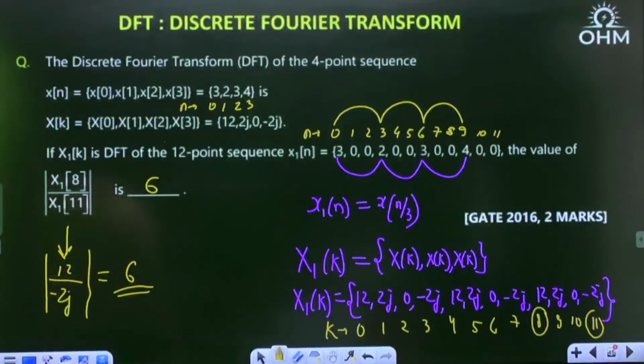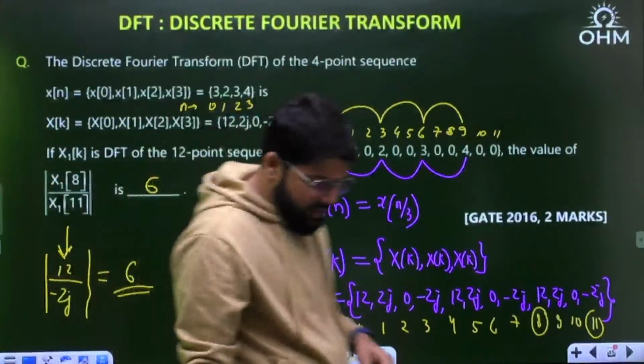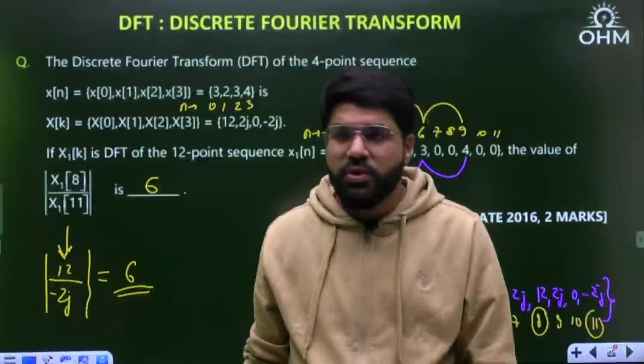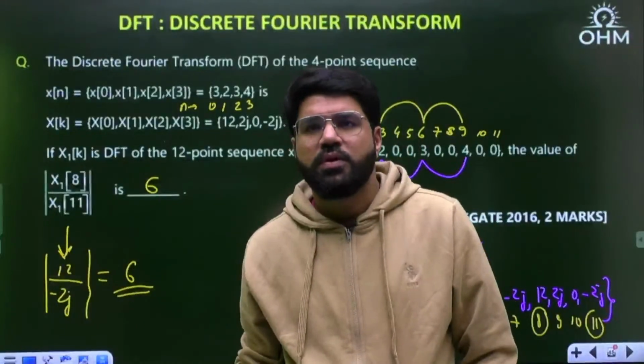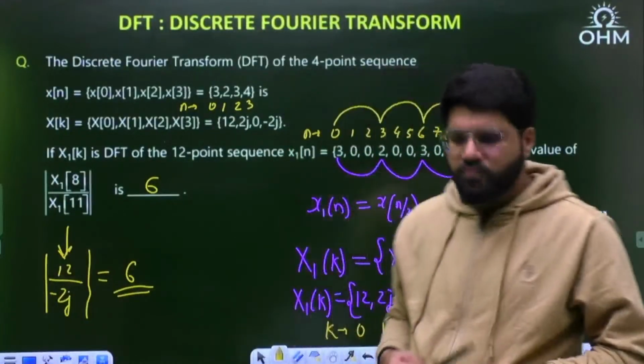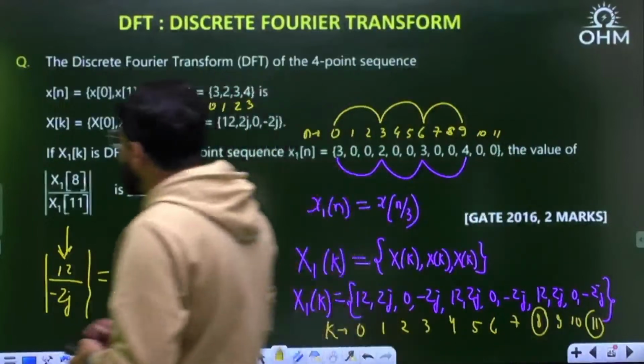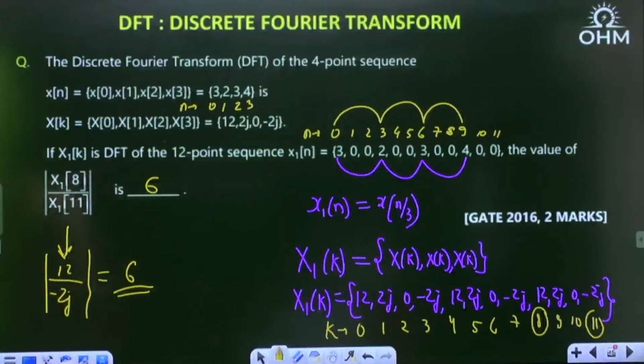Yes, Ashtosha, the very correct answer. It is going to be 6. Okay. Next question. Simple one. 2 marks, but simple.